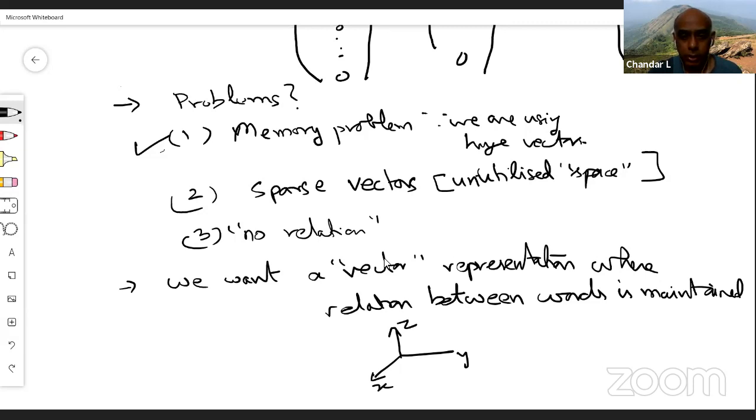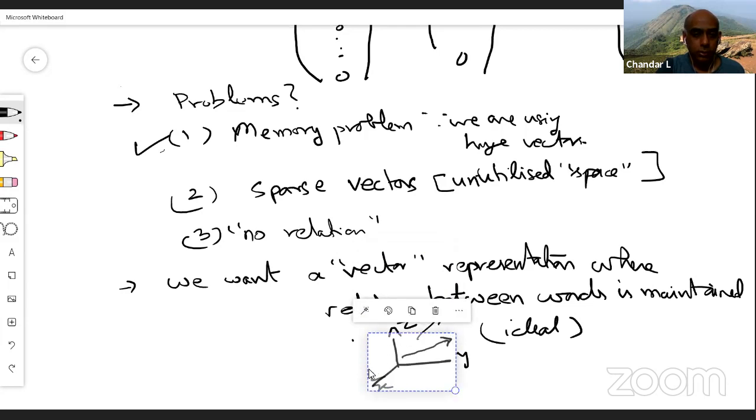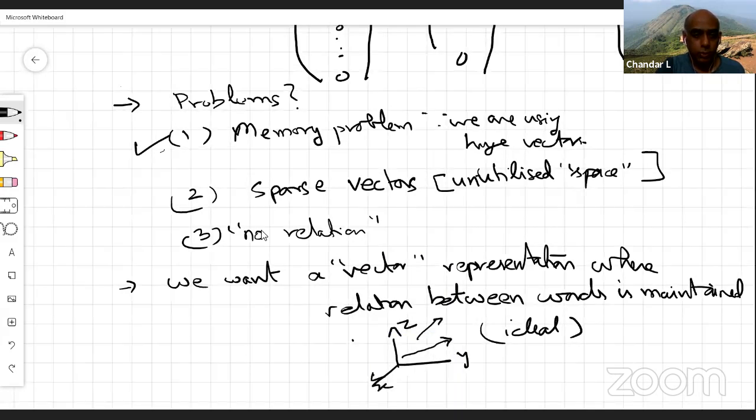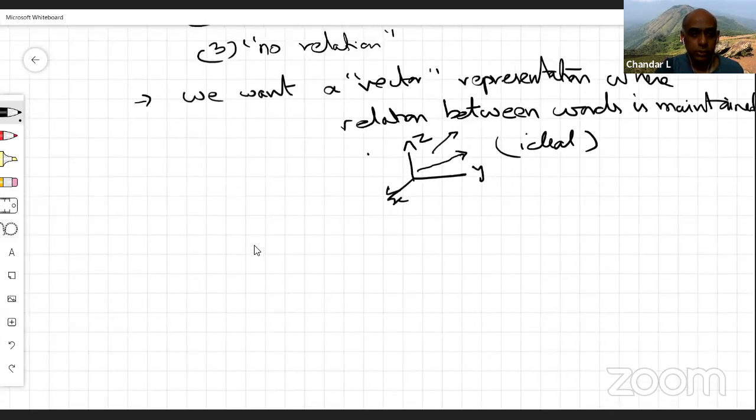Now in this vector space, we would like the pro vector to be here, the con vector to be somewhere here, so it's not very far away. Whereas the camel, something which corresponds to the camel, is quite far. So this is what we want. This is the ideal situation, right? So to do this is our first goal.